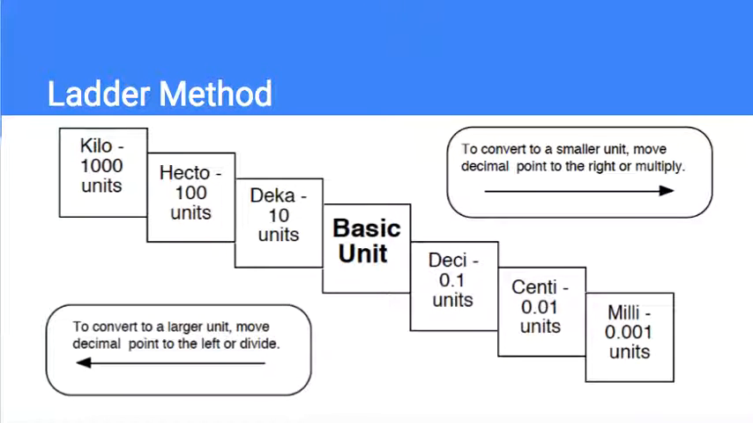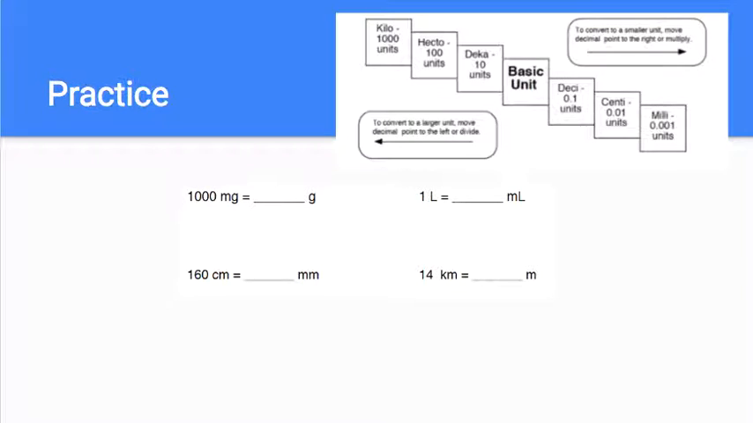So let's practice using that a couple times. So I've got a few examples here. I have 1,000 milligrams and I want to switch that to grams. So what I'm going to do is I'm going to look over here and I'm going to start where milli is, and since grams doesn't have a prefix, that's going to be the basic unit here.